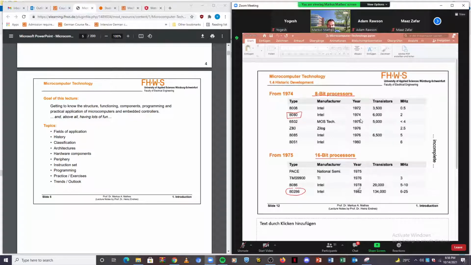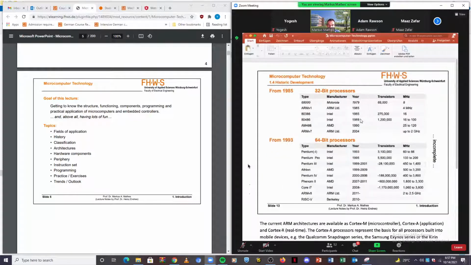This processor is from 1982, and there were several releases of one series. So there is not only one 286, there are several versions with different clocking speeds and different numbers of transistors. Here this first one only offers 25 megahertz. So yeah, nearly nothing.